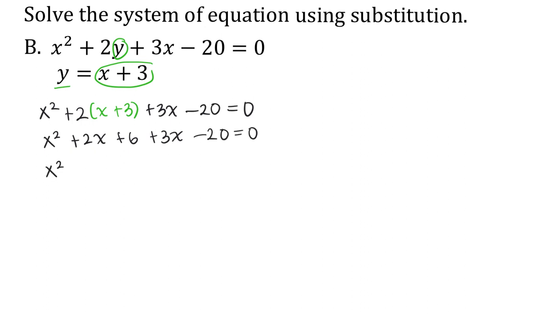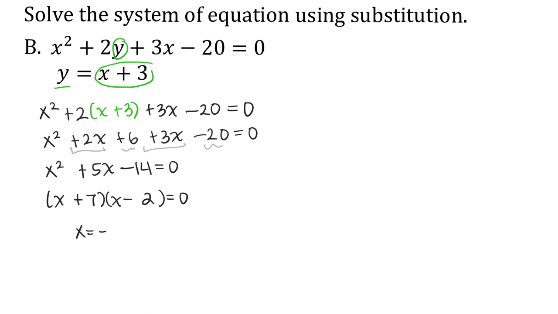Okay, it looks like we have like terms here. We have 2x and 3x, so 5x, and then we have 6 minus 20, which is -14, equals 0. Now this is quadratic. If I can factor this, that would be great. To get -14, I'm thinking it's 7 and 2. The question is which one's positive, which one's negative. For it to add up to +5, I need a +7 and a -2. If I solve, I get x equals -7. I'm going to get x equals 2.